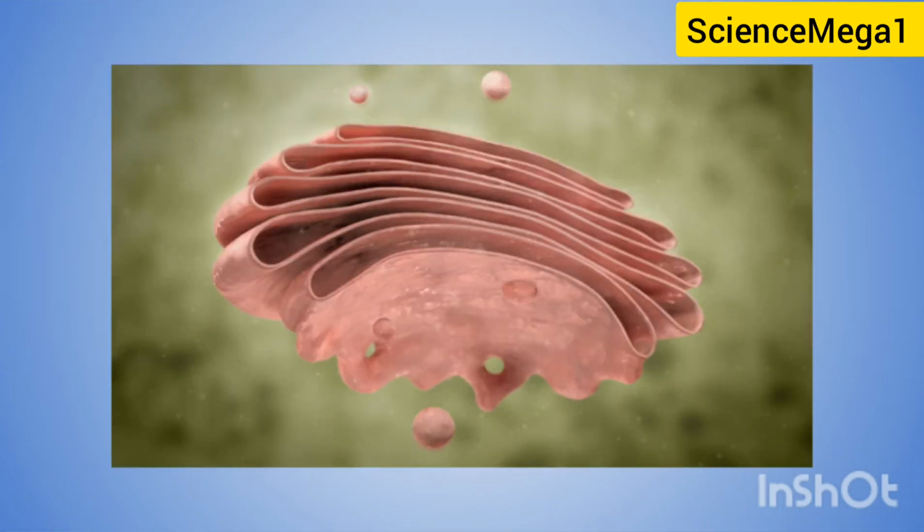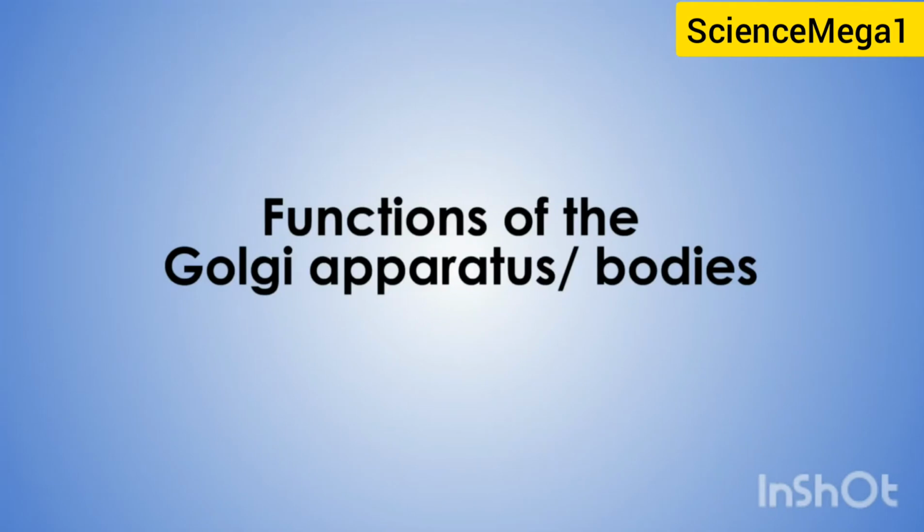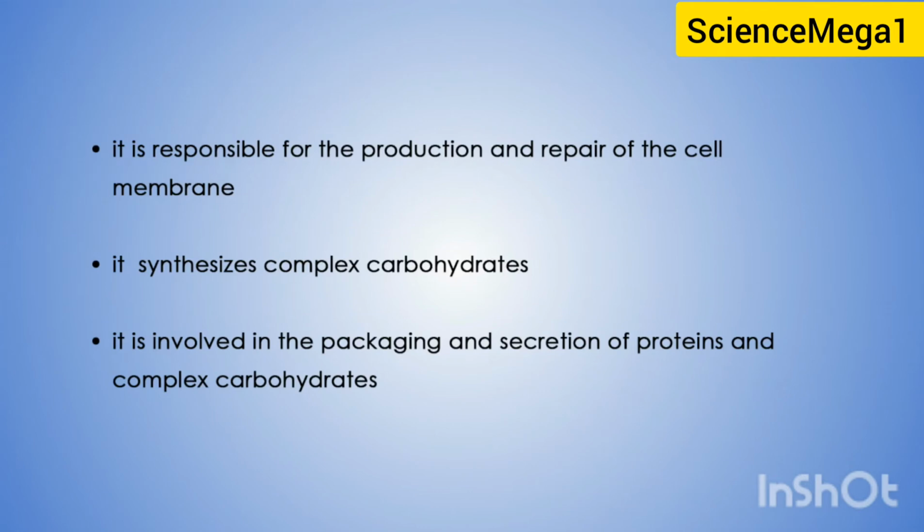The stack of flattened membranous sacs has clusters of vesicles at their edges. The vesicles are small bodies in the cell containing secretory materials. The Golgi apparatus is numerous in secreting cells, such as cells of the salivary glands and the pancreas. Now let's look at the function of the Golgi apparatus. It is responsible for the production and repair of the cell membrane.